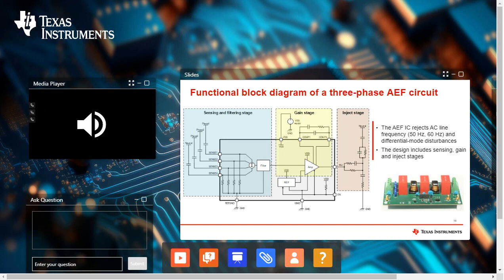Here is the functional block diagram. Think of the AEF-IC like a noise-canceling headset. It senses and filters the common mode voltage perturbations. It amplifies the process signal in the gain stage and injects an opposing or out-of-phase current back into the lines to reduce the sensed noise. The low AC line frequency, just 50 or 60 hertz, and the differential mode disturbances are rejected by the IC, thus focusing exclusively on the common mode EMI.